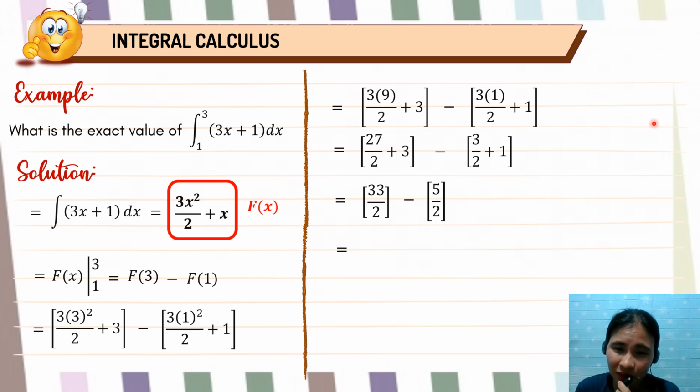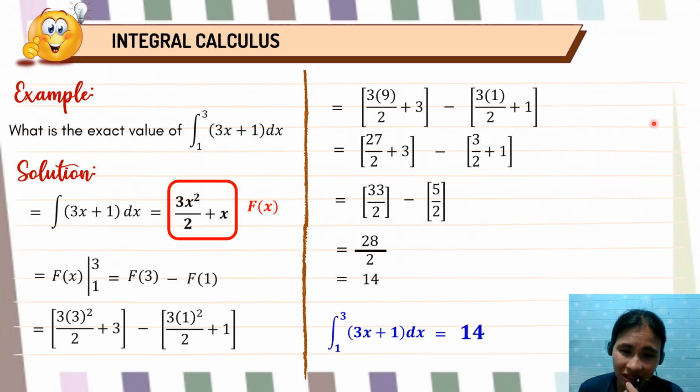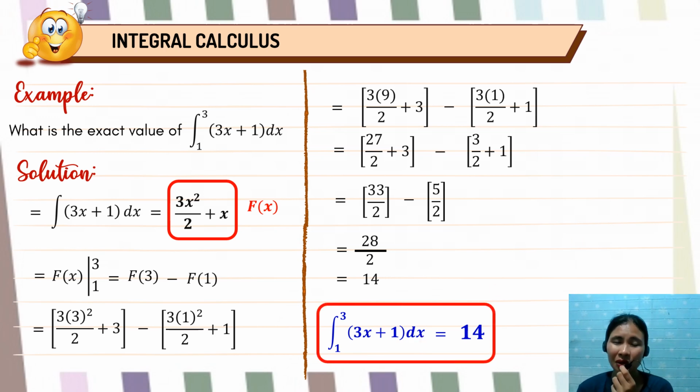Subtract the numerator, so 33 minus 5, that is 28 over 2. And 28 divided by 2, that gives you 14. That means that the antiderivative of 3x plus 1, or the integral of the quantity 3x plus 1 dx from 1 to 3 is equal to 14.